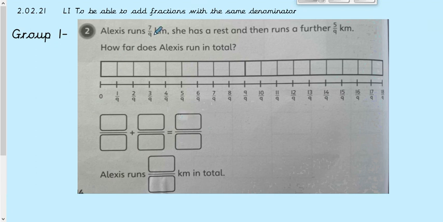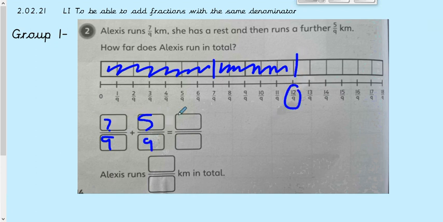So I'll colour in 7/9. So that's 7/9, and then she runs a further 5/9, so I'll add another 5 on. 1, 2, 3, 4, 5. So 7/9 add 5/9 is 12/9. So Alexis runs 12/9 in total.